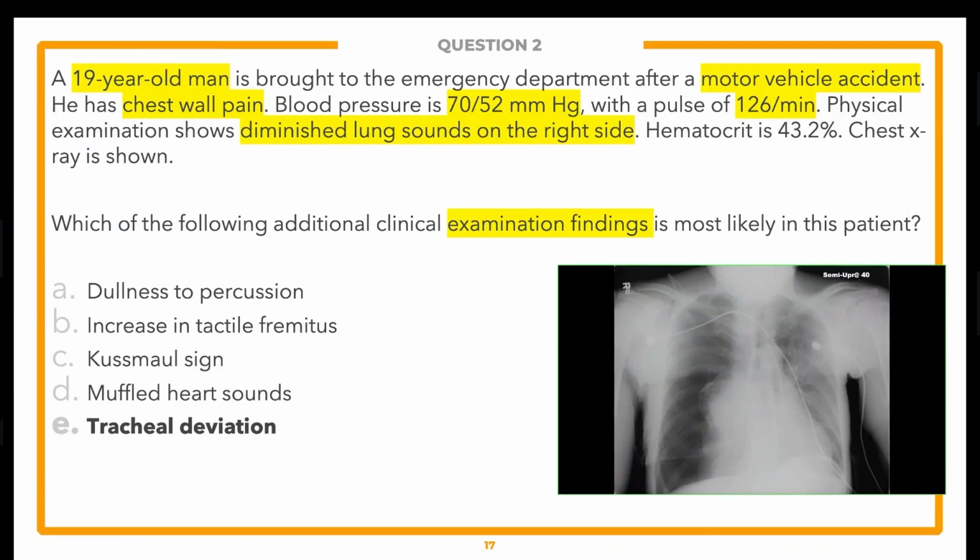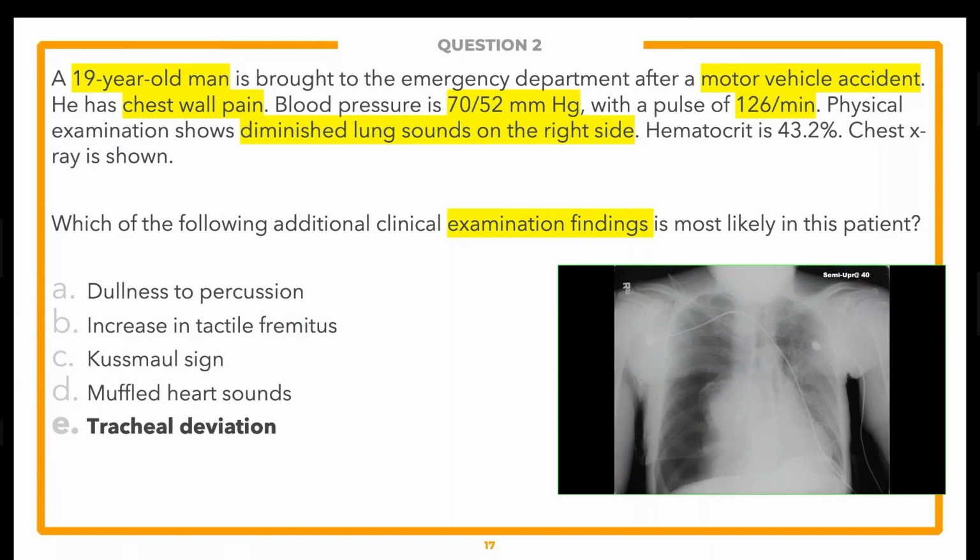And D is our good old friend, muffled heart sounds. If you go back to cardiology, this is our cardiac tamponade. Super high yield, understanding that the heart is surrounded by fluid. So imagine I'm clapping my hands underwater. Do I hear anything? No. The heart is doing the same. If it's drowning in its own blood, when the valves open and close, we're not going to hear it. So the heart sounds will be muffled in a tamponade situation.